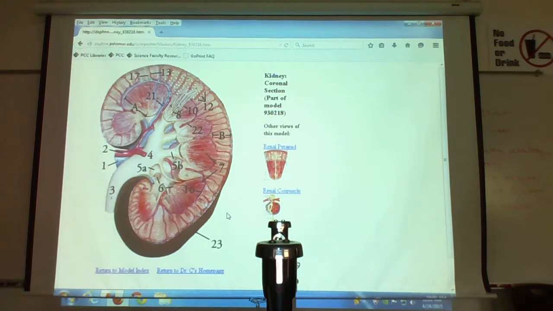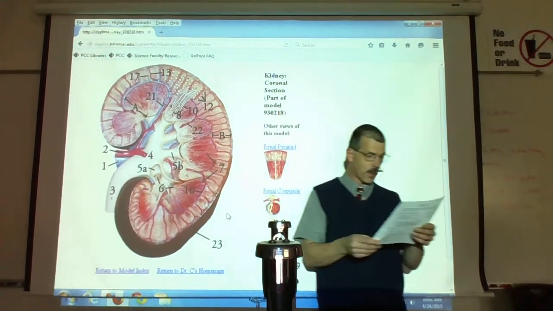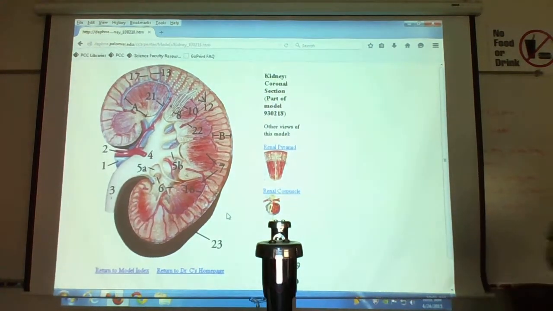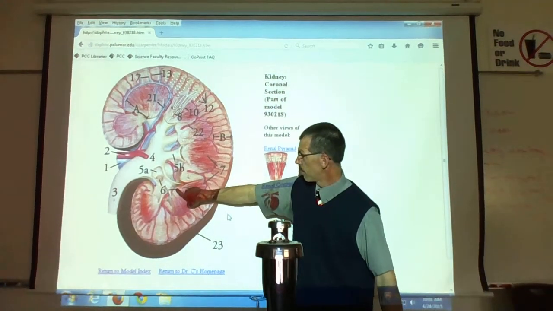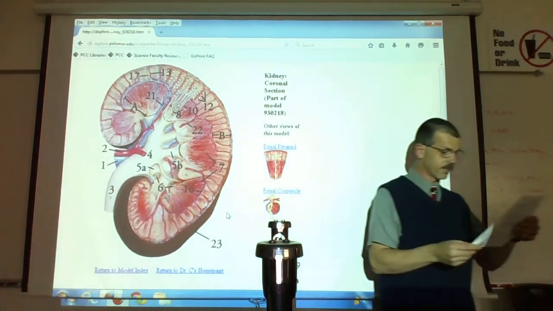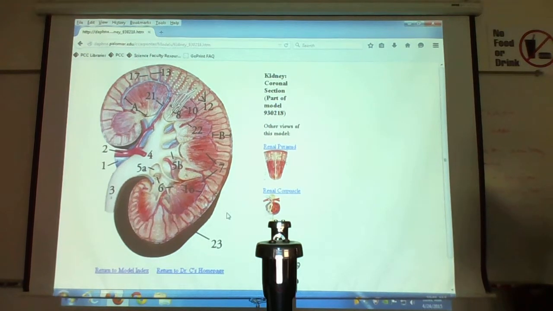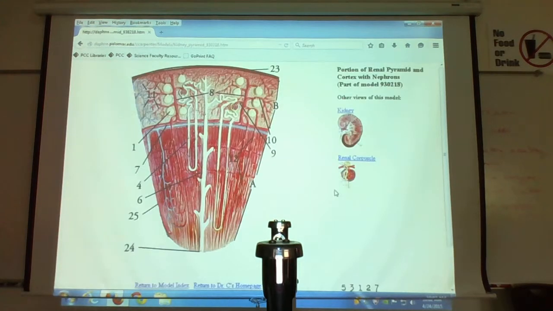Okay. Look at number 6. Number 6 is pointing to the tip of your pyramid. How would you say tip of the pyramid? Papilla, in this case, renal papilla. The papilla is the tip of the pyramid. So that's a papilla. This is a pyramid. That's all in the medulla. So you have papillae, you have calyces, you have columns, you have pyramids. All within that thing. And we're going to zoom in even more. Why? Because we do. So this model is one pyramid, one triangle in your kidney.